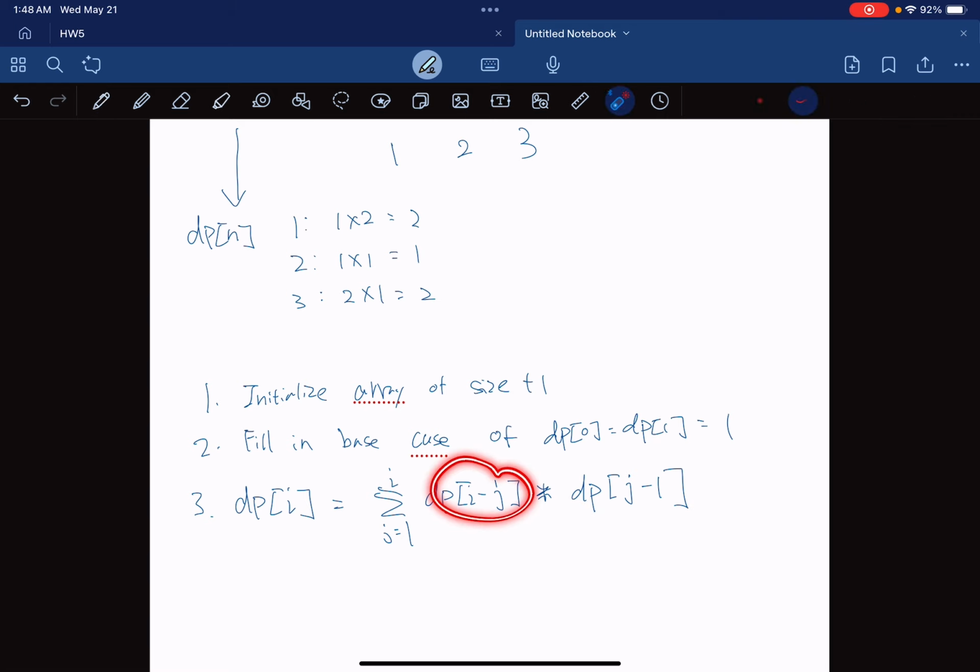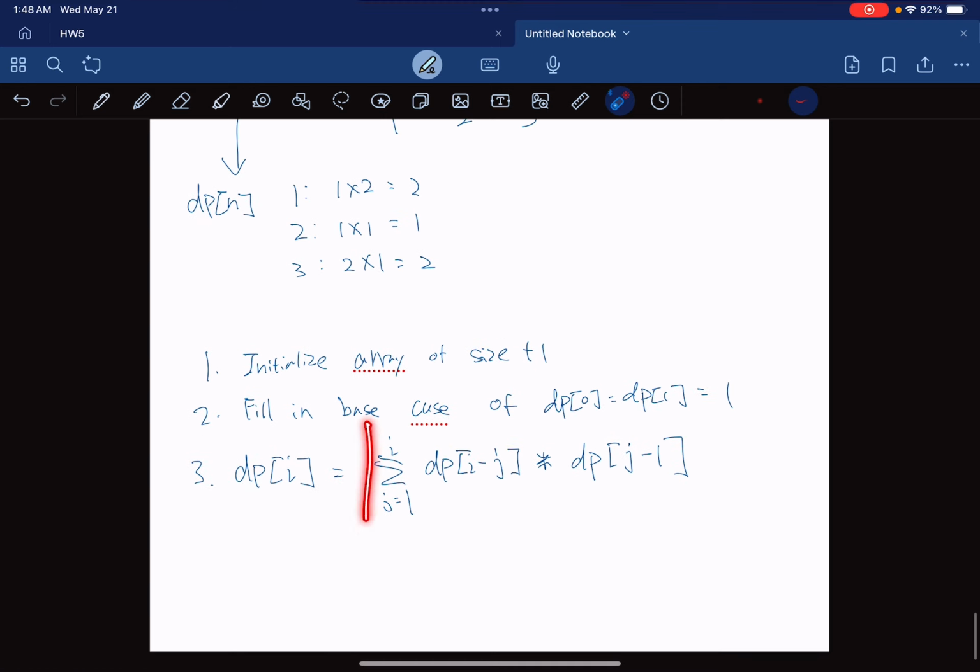If we add them up together, we get i minus 1, which is the total number of elements, because you're not including yourself. And you just sum up every single case up to i. You keep building the array all the way up until you reach the end, and you can just return dp of n as your answer.